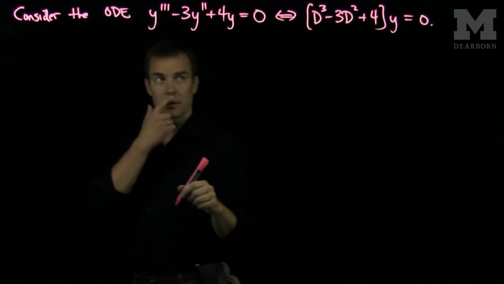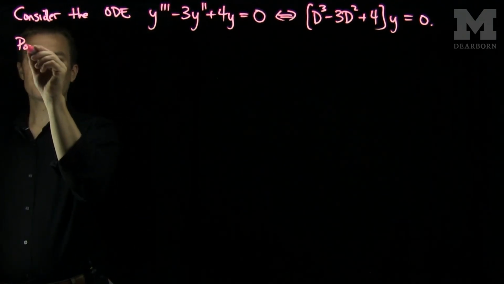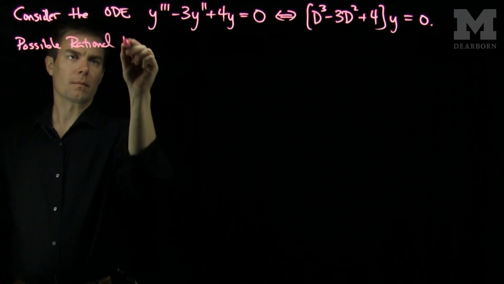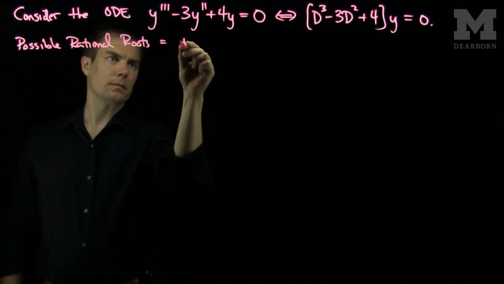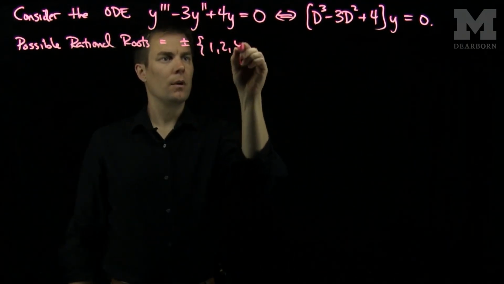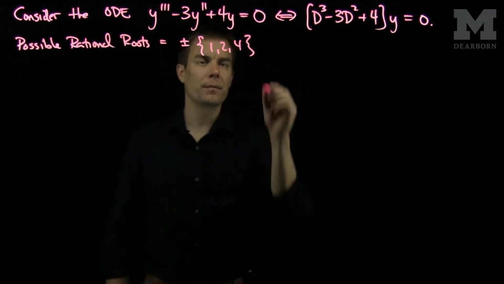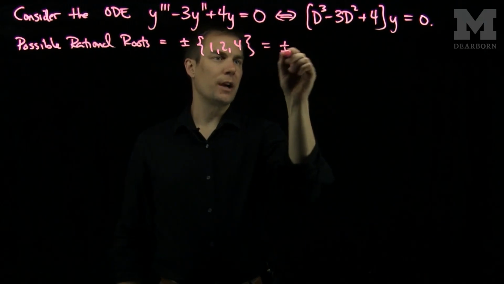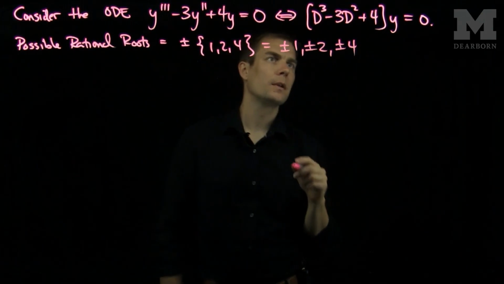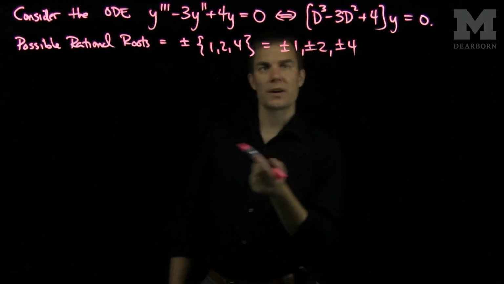Our goal is to factor the left-hand side, and so oftentimes the possible rational roots are helpful. Our possible rational roots are plus or minus the factors of the constant coefficient over the factors of the lead coefficient. But the lead coefficient is just 1, so the factors of 1 are just 1. So we have a total of 6 possible rational roots, plus or minus 1, plus or minus 2, or plus or minus 4. And we can see that if we plug in 1 to this equation, it won't work. So we try negative 1 first.